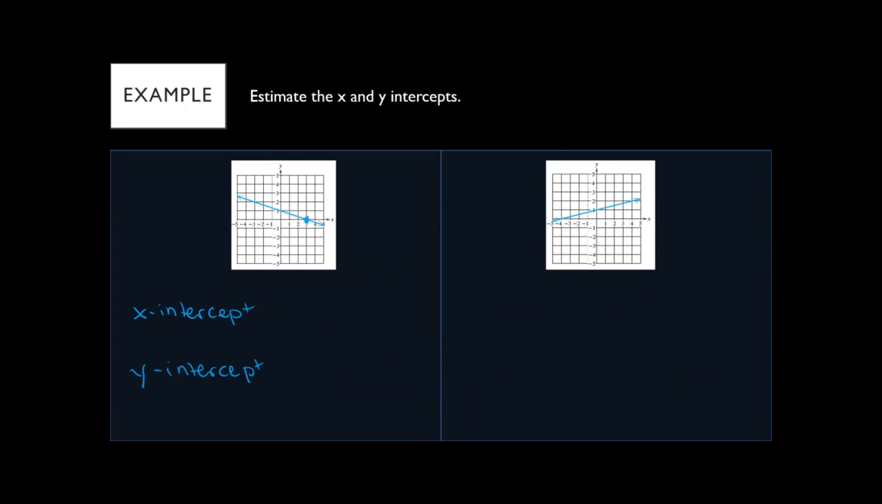And then you have to look, am I on the x or am I on the y? So on the x, we're right here at 3. So x is equal to 3, and this gives us the ordered pair 3, 0, since y is 0. And then on the y, we cross at 1, so y is equal to 1, and the x is 0, so this is going to be 0, 1.